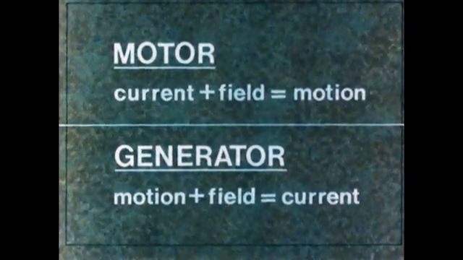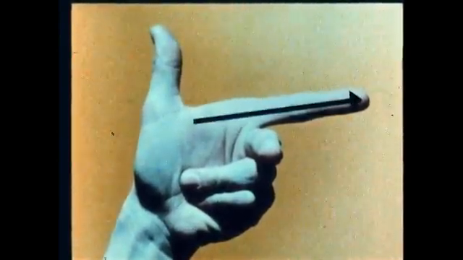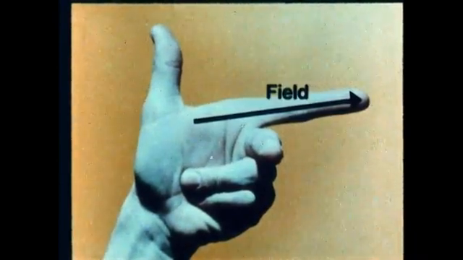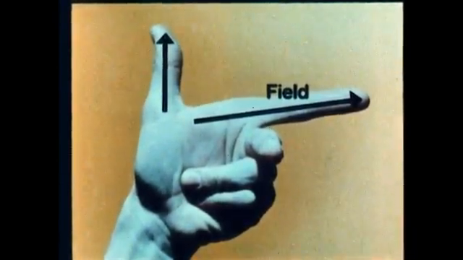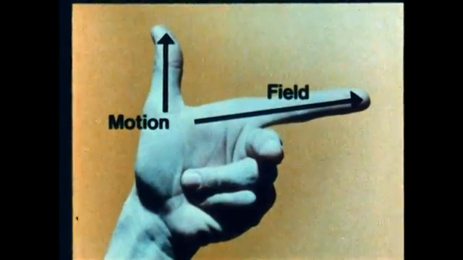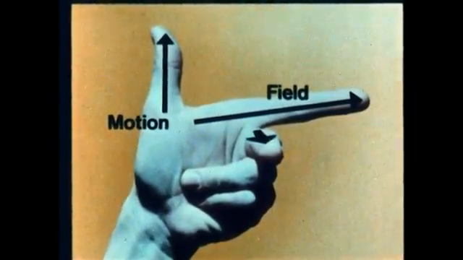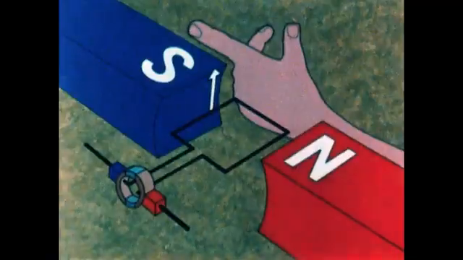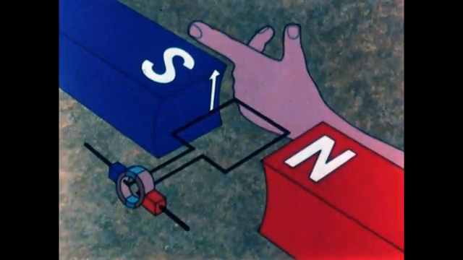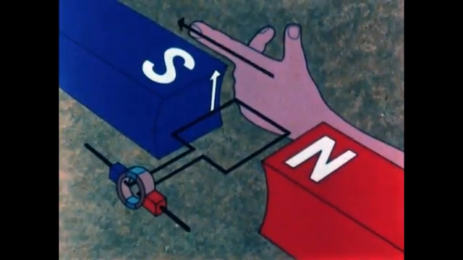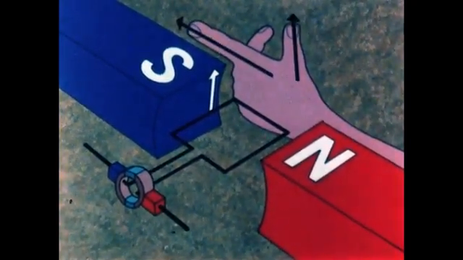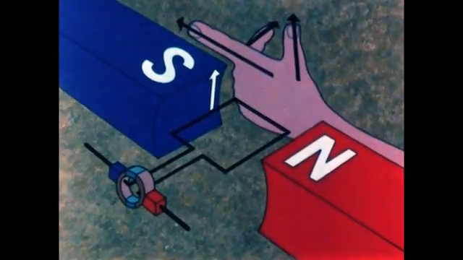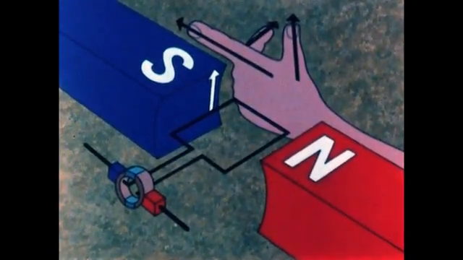And just as we had a right-hand rule for motors, we have a left-hand rule for generators. As before, the first finger points in the direction of the field. The thumb points in the direction of the motion. And the second finger will point in the direction of the current. Try it in this case, where the far side of the loop is moving upwards. First finger, field, thumb, motion, second finger, direction of current. This way.